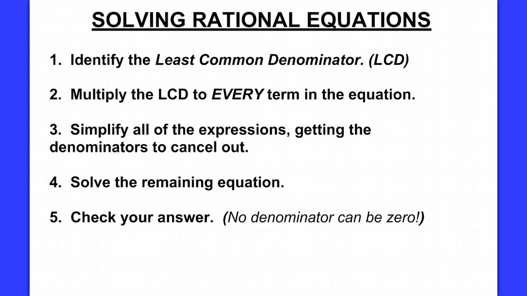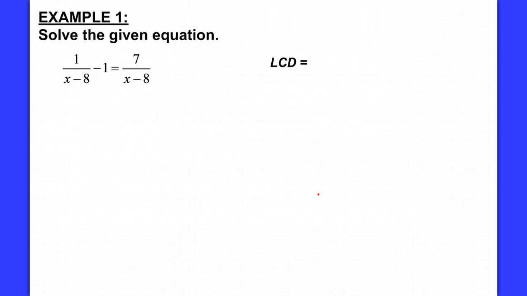All right, let's jump in and look at a couple of examples. Our first example asks us to solve this equation. And the first thing we're going to want to do is look at the denominators. We only have two of them, x minus 8 on both of these. All right, we got x minus 8 on both of them.